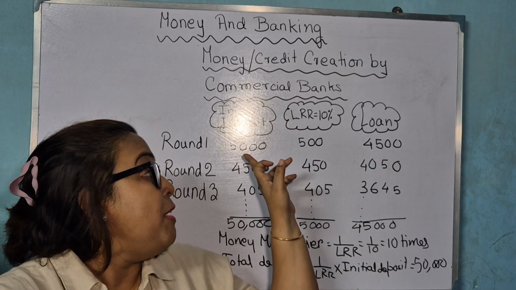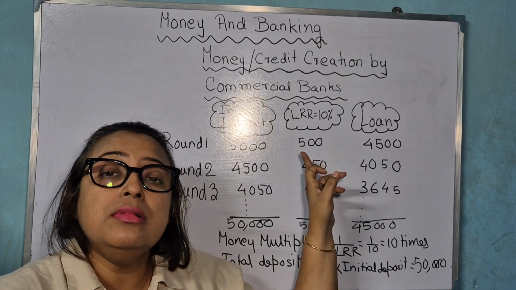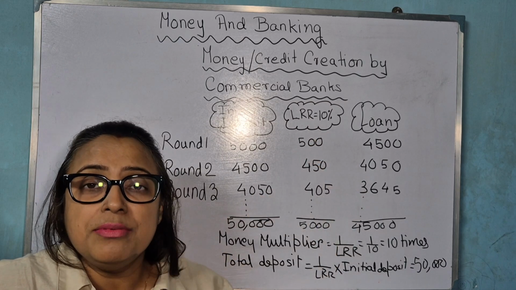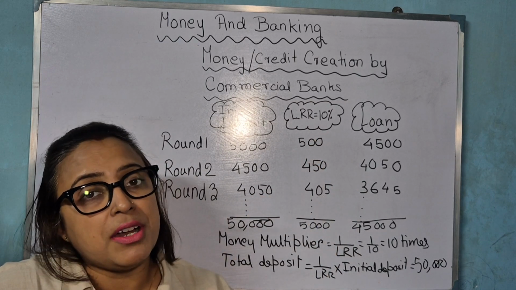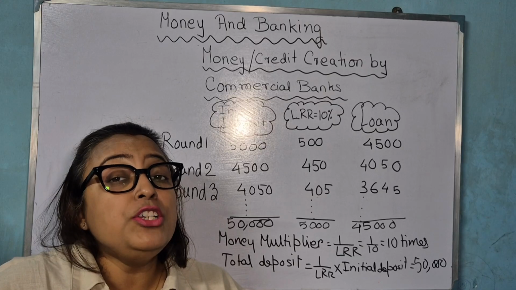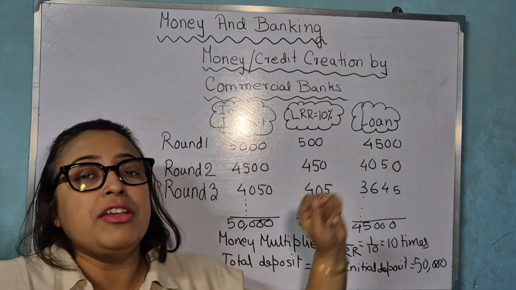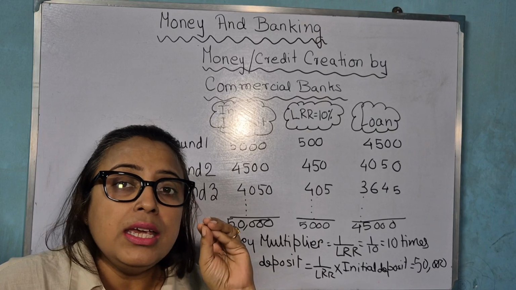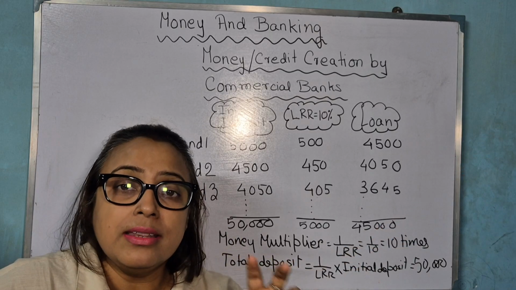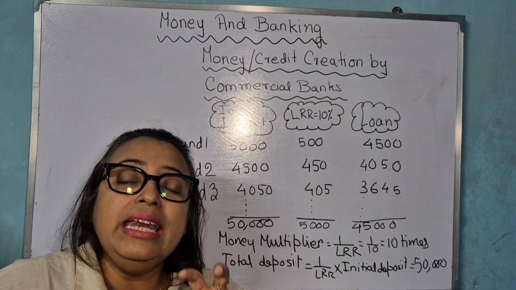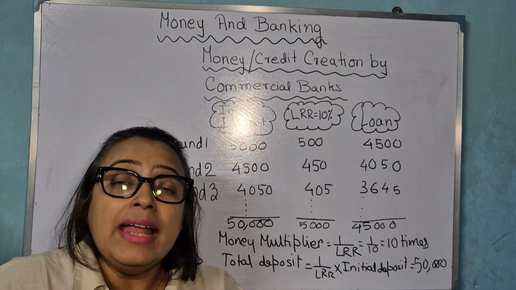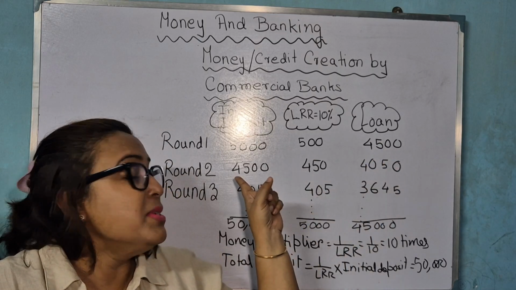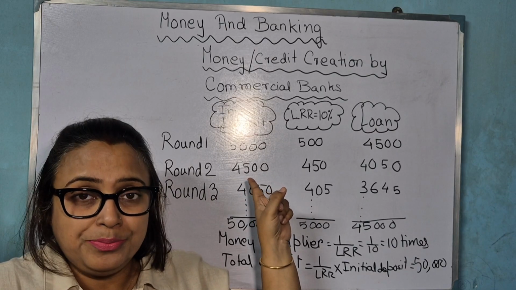Now, 5,000 initial deposit, 10% has to be retained. That means 10% of 5,000, 500. So the bank is eligible to give out a loan of only 4,500. Now, when it gives out loans, it does not just hand it over like this. They open an account in the name of the borrower and they keep it in that particular account. So 4,500 becomes another deposit in round 2.